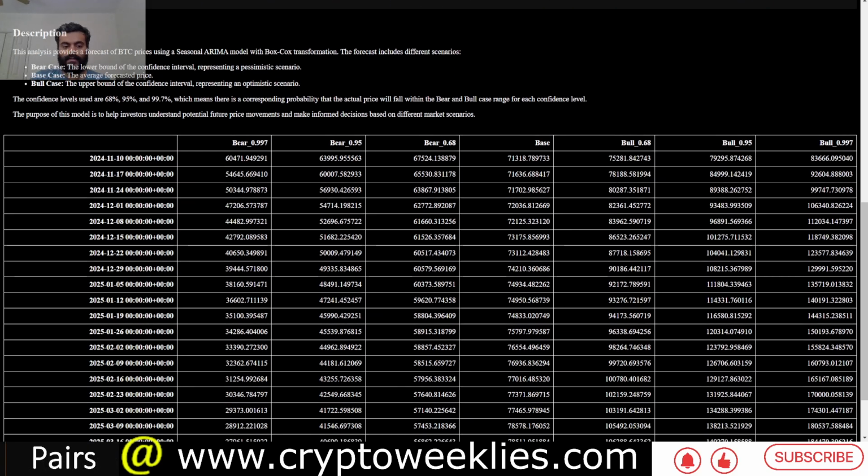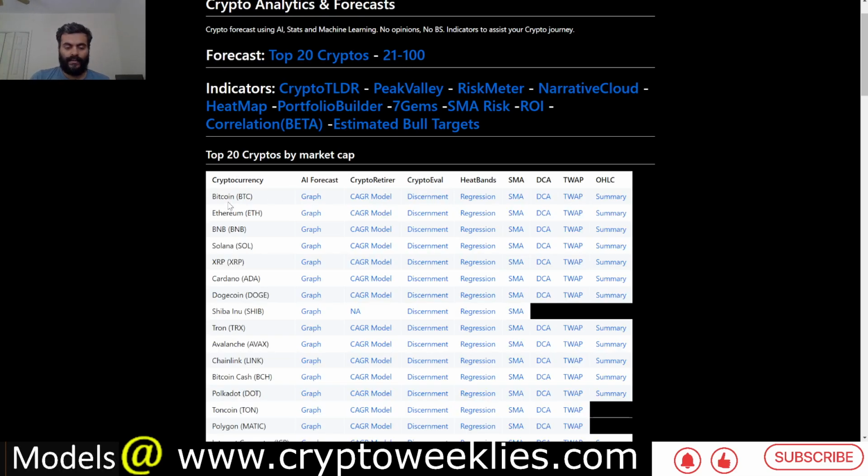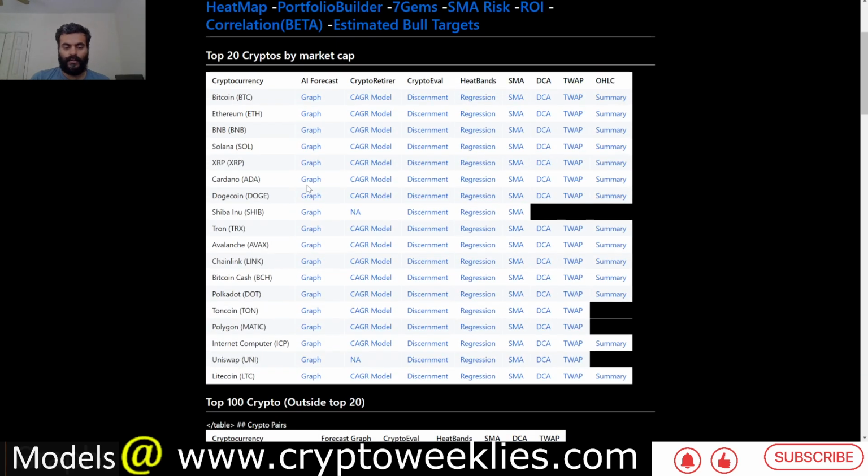This is the base case, and to its left are the 3 standard deviation bear cases for each week, and to its right are the 3 standard deviation bull cases for each week. So that's where we can find, not just for Bitcoin, for most of the top 100 cryptos by market cap, this machine learning based price forecast.